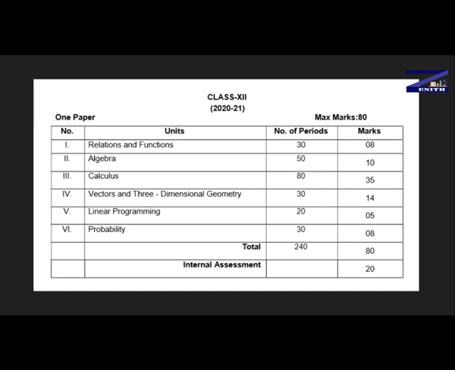So in the end, you can say that we have an overall 80 marks of written exam in the final paper, and we have 20 marks of internal assessment also. So here you can say you have 100 marks of final paper, where you first have 80 marks of written exam, and after that internal assessment of 20 marks.